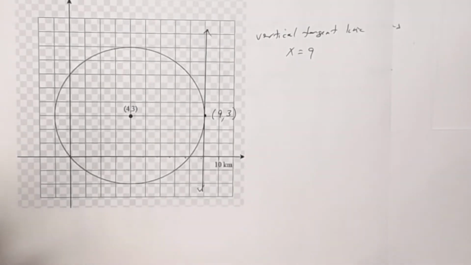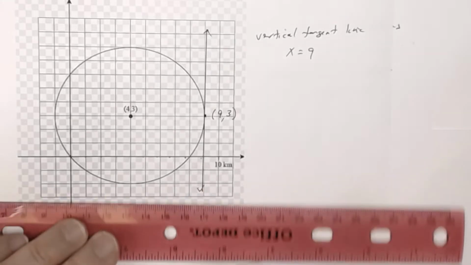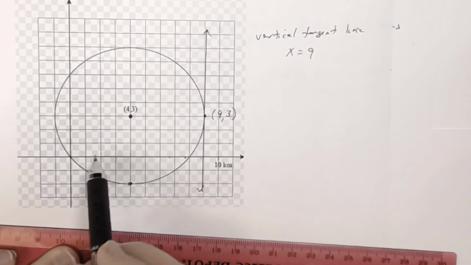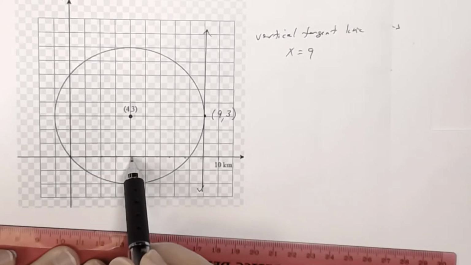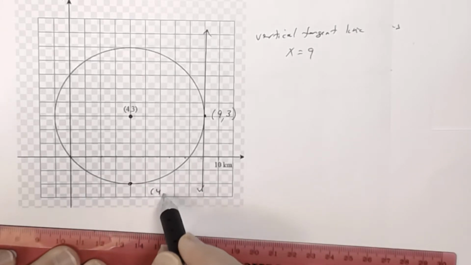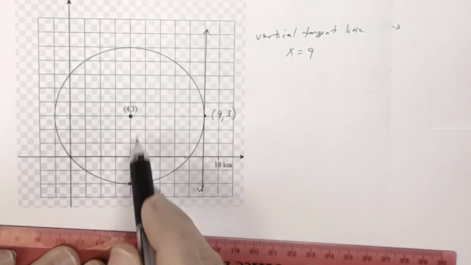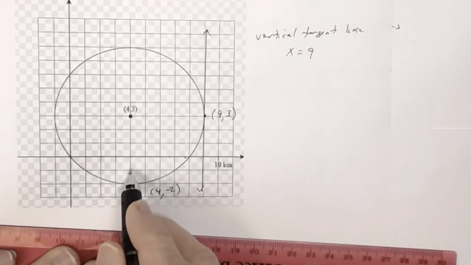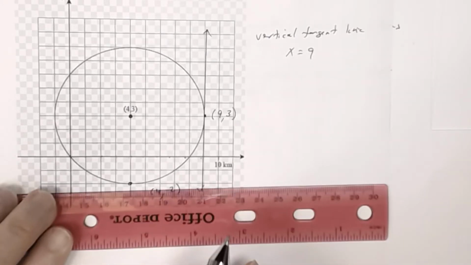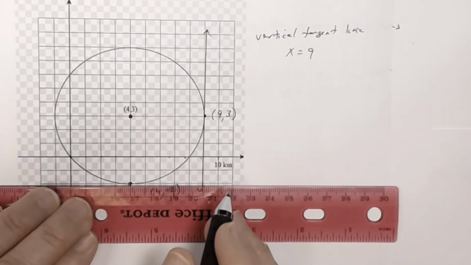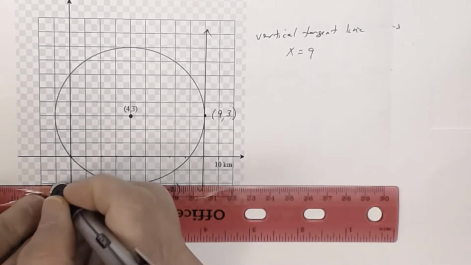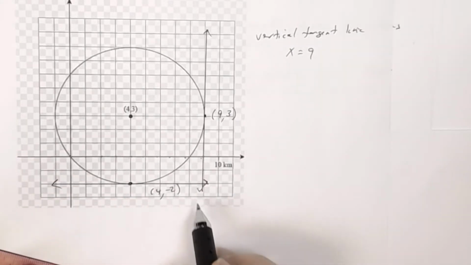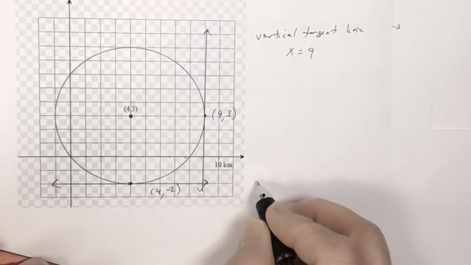What if I had this tangent line right here? The coordinates of that point are 1, 2, 3, 4, comma, negative 2. So if I draw this horizontal tangent line, remember, this is a horizontal tangent line right here.